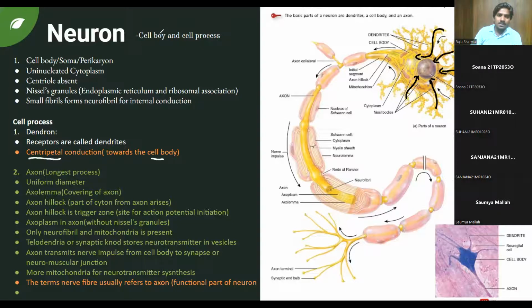समझ में आ रहा है? So what is centripetal conduction? The conduction of impulse towards the cell body is called as what? Centripetal conduction. ठीक है, इतना क्लियर है आपको? समझ में आया? सेंट्रीपिटल कंडक्शन क्या होता है? The conduction towards the cell body is called as centripetal conduction. और ये कौन करता है? Dendrons. ठीक है, तो एग्जाम में they might ask you which part of the neuron helps in the centripetal conduction of the impulse.